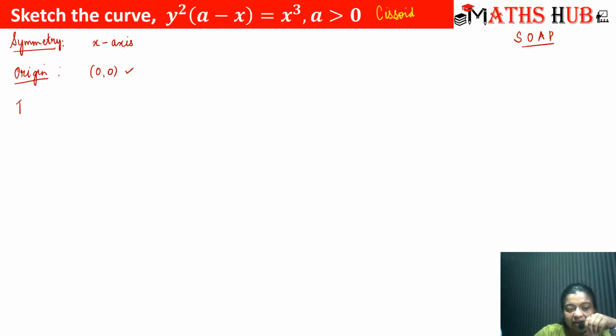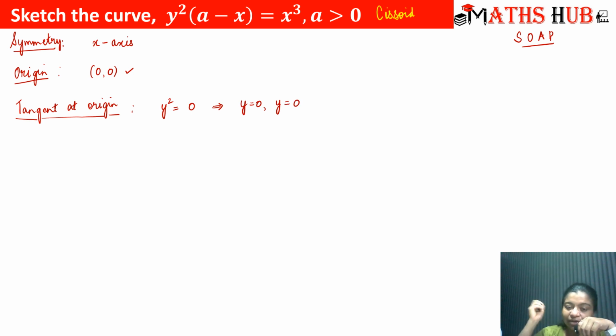Now let us calculate tangent at the origin. Do we have any tangents at the origin? To calculate tangents at the origin, we will equate the lowest degree term of the function equal to 0. So the lowest degree term is y square is equal to 0. That will give us two tangents, y equal to 0 and y equal to 0. So these two tangents are real and coincident. So the point 0, 0 acts as a cusp, right?